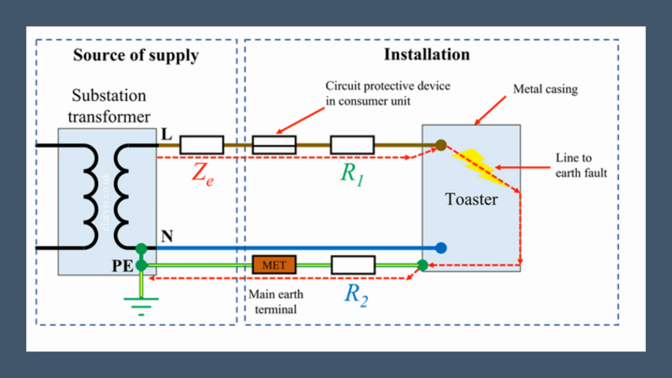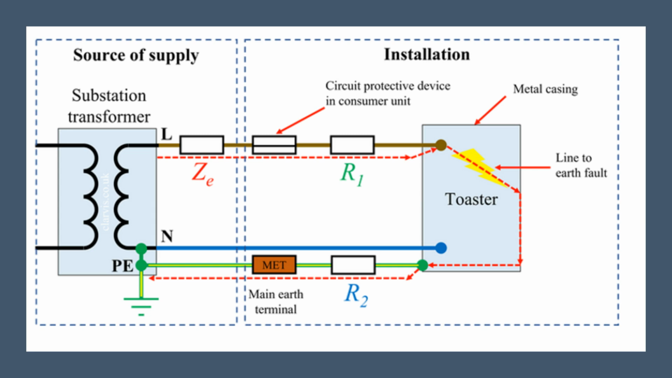In the case of a TN-C-S, combined neutral and earth system, the neutral and earth are combined in part of the system, for example, PME, protective multiple earthing. This system is characterized by low Zs, similar to TN-S, but depends on the integrity of the neutral earth link. And finally, the TT, local earth electrode system. This installation has its own earth electrode, e.g., earth rod. It's characterized by higher Zs due to the resistance of the earth electrode, often requiring residual current devices, RCDs, for protection.